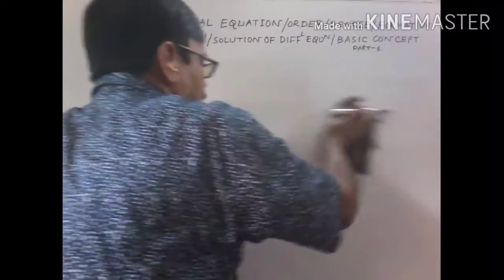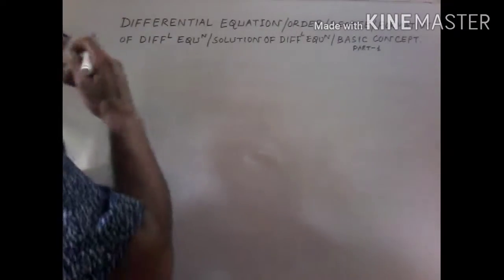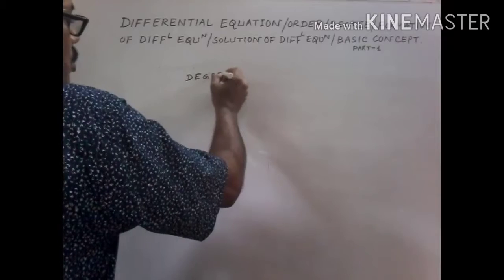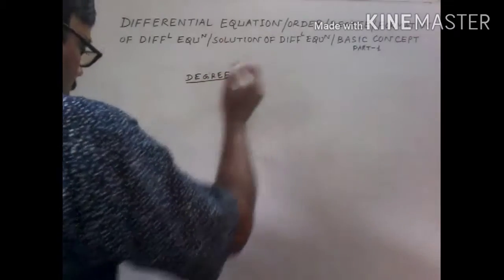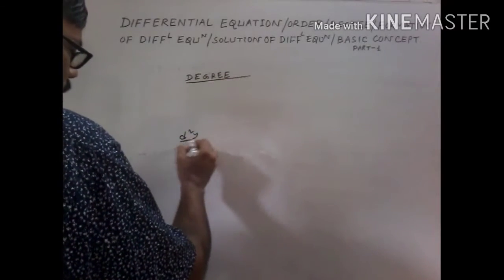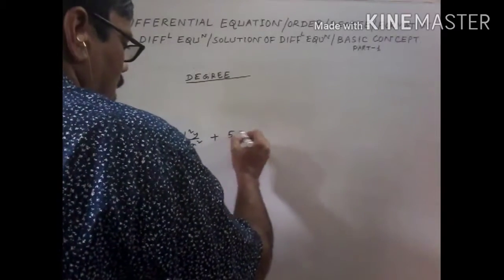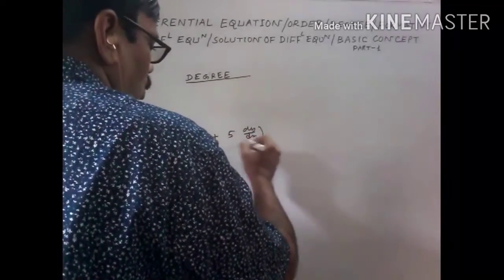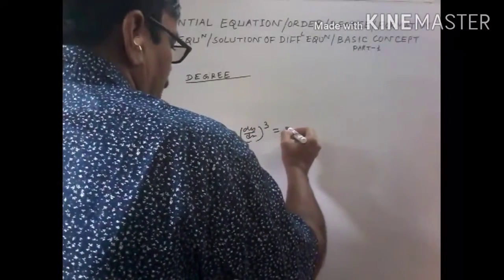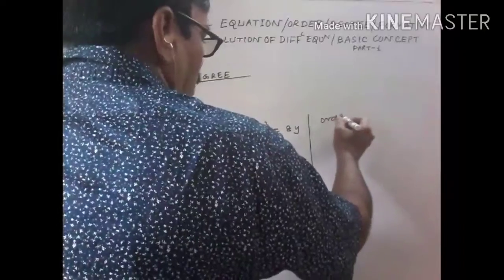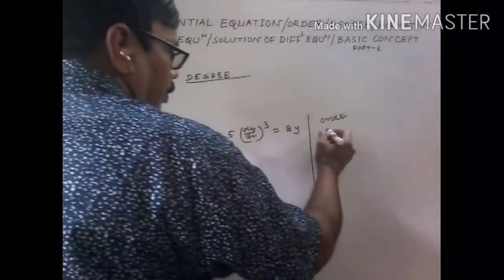Next, degree. Degree of a differential equation. So we consider the first example: d2y dx2 plus 5 dy dx whole to the power 3 equals 8y. So what is the order? Order is obviously 2.